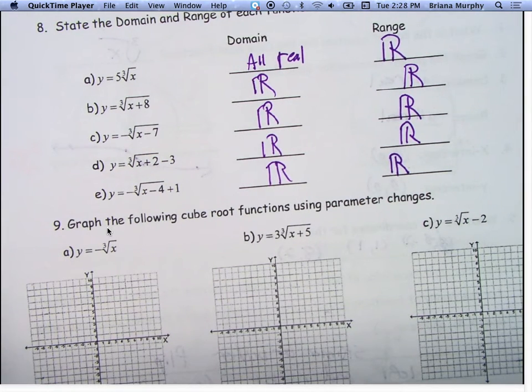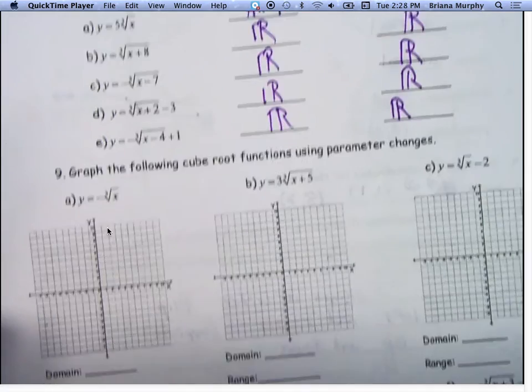When you have cube roots, the domain and range are always all real. It doesn't ever change, for both domain and range. For square roots, it's different. But for all cube roots, it's all real. Why are they all real?